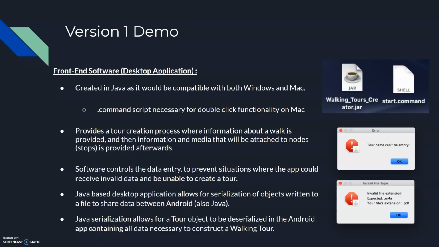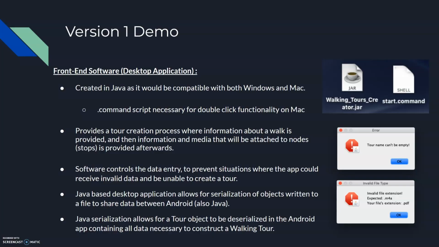So I'm going to be going through the rest of our presentation here, starting with the front-end software of our version 1 demo, which is the part that the client will actually interact with. So we created this in Java since it would be compatible with both Windows and Mac, and the client expressed his desire to work on this from his Mac computer. And our front-end software provides a tour creation process where information about a walk is provided, and then information and media that will be attached to nodes or the stops in the walk is provided afterwards. This software allows us to control the data entry to prevent situations where the app could receive invalid data and be otherwise unable to create a tour.